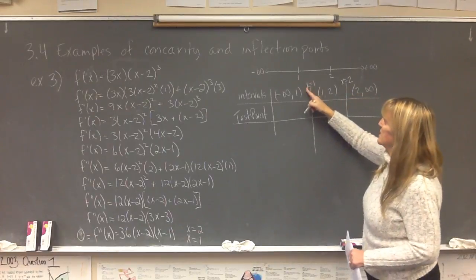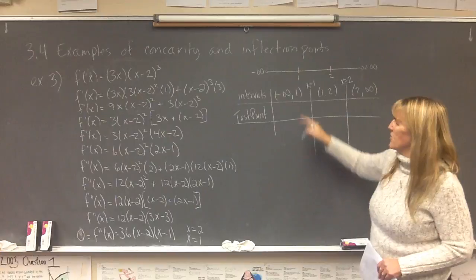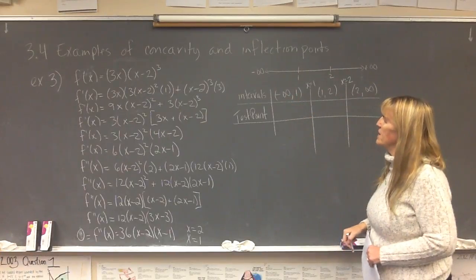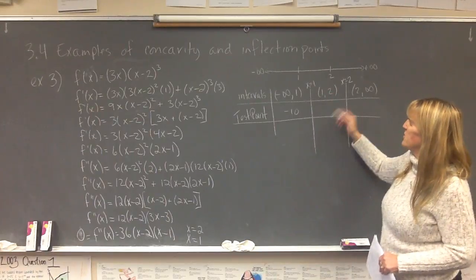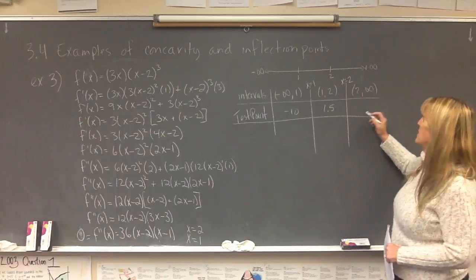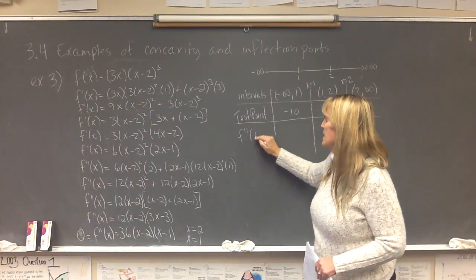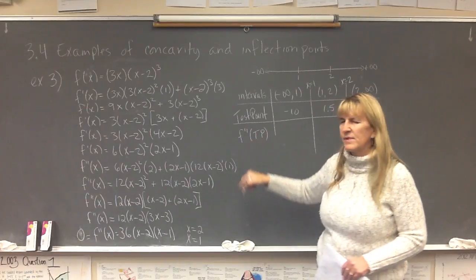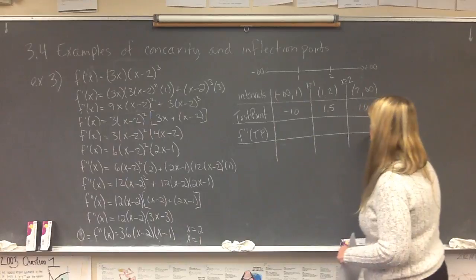I always like to put the values that split my interval up on these vertical lines. So give me a point in between negative infinity and positive 1. I'm going to pick negative 10. Something in between 1 and 2, I'm going to pick 1.5. And something between 2 and infinity, I'm going to pick a positive 10. And since I'm dealing with concavity now, I really want to test my second derivative for each of those test points. So let's do this.